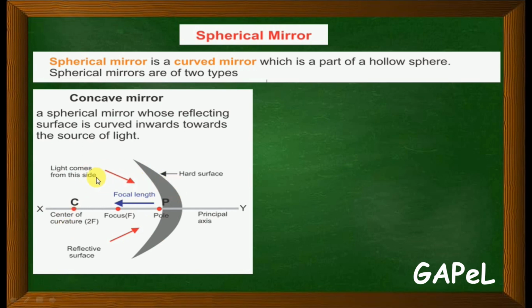So light comes from this side, okay? This is a reflective surface. This is a pole P.